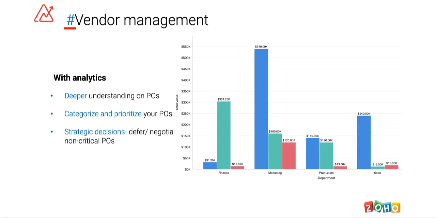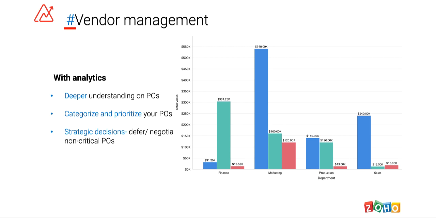So with analytics, we were able to get a deeper understanding of the purchase orders. We could categorize and prioritize the purchase orders, and depending on the priority, we were able to give insights to the businesses to take some strategic decisions in terms of, say, deferring or negotiating, or maybe reprioritizing your purchase orders. I'm sure this is a better way to manage your vendors during a crisis.